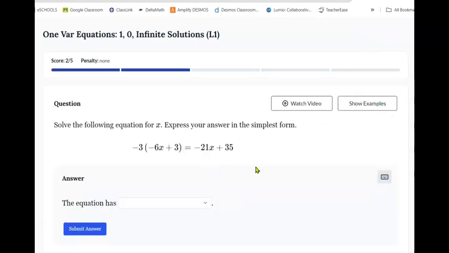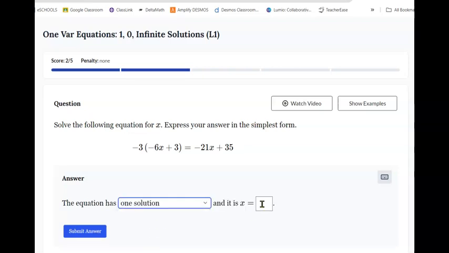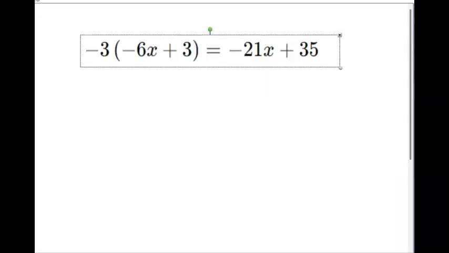One more. This one's going to require a little bit of math. So let's see. I'm going to multiply here, and I'm going to get positive 18x. I'm going to multiply here, I'm going to get positive 9. And there's nothing to do on the right-hand side. So right now I've got 18x plus 9 equals negative 21x plus 35. And I can see that I have two different variable terms. So that means I definitely have one solution. And now what they want me to do is tell them what that one solution is.